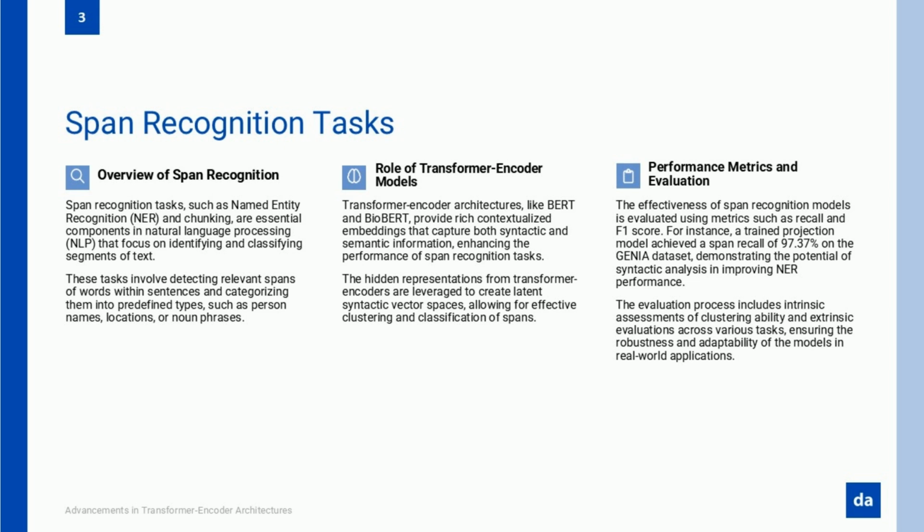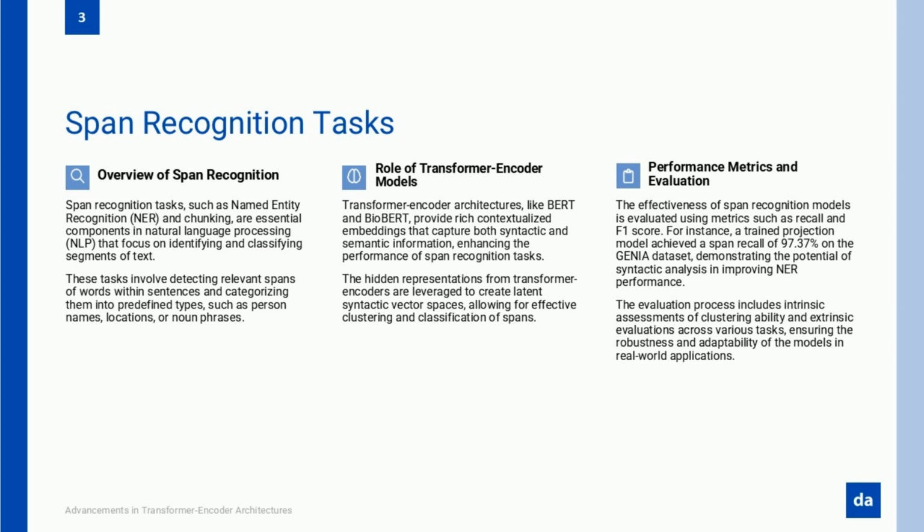The researchers' focus was on transformer encoder models like BERT and BioBERT, which excel at this kind of precision. These models generate rich contextualized embeddings that are not only capable of understanding a word, but also its relationship with every other word in a sentence. Through these embeddings, transformer models can create latent syntactic vector spaces. This is essentially a map of how words connect and interact, making it possible for the model to group and classify spans with remarkable accuracy.